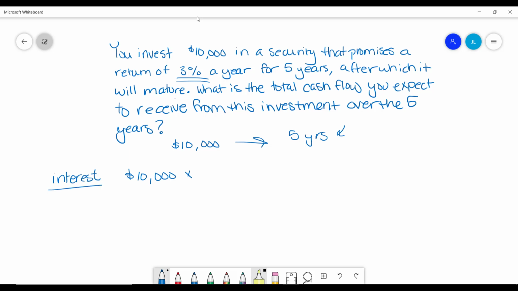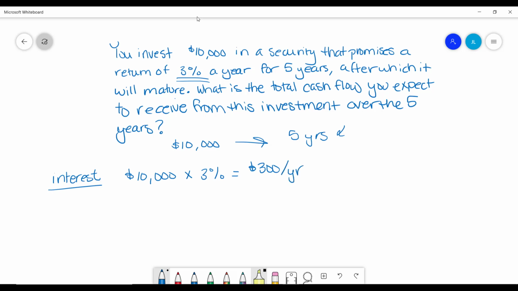So we first want to figure out how much interest will be generated in 1 year on that $10,000. The first thing you want to do is in your calculator, you can enter it as 3% if you have the percentage sign, or you can enter it as 0.03. So we want to multiply 3% by $10,000, and that gives us $300. So that's $300 a year in interest.